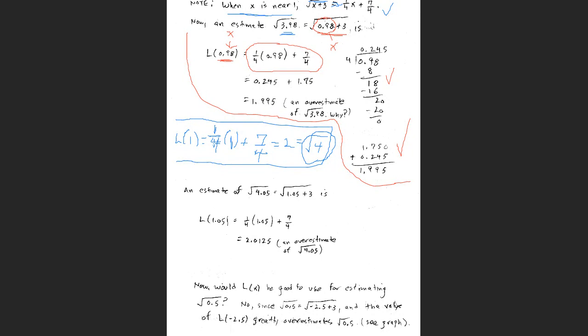That's no problem. And then I can add 2 decimals. 7/4 is 1.75. So 0.245 plus 1.75 is equal to 1.995.